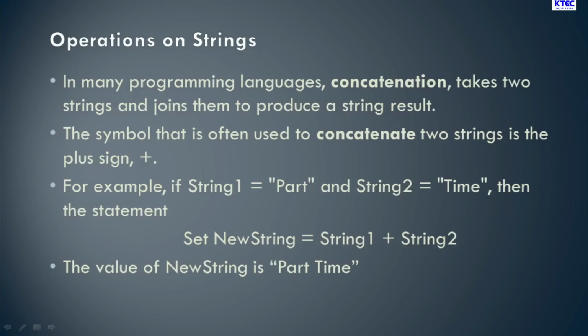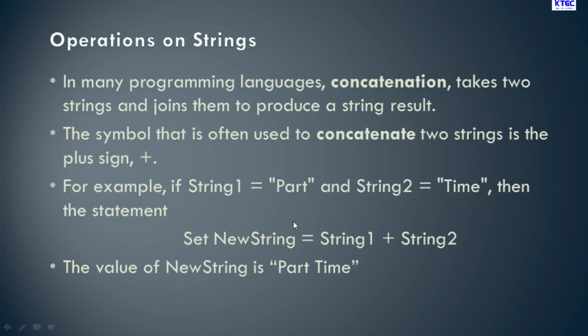So when the program is run, what displays is part time. Because, let me take it over again. For example, if string 1 is equal to part, there's a variable here called string 1, right? And we are assigning part to it. So whenever we call string 1, we see part. And string 2 is also a variable, and we are assigning time to it. Whenever we call string 2, we see time.